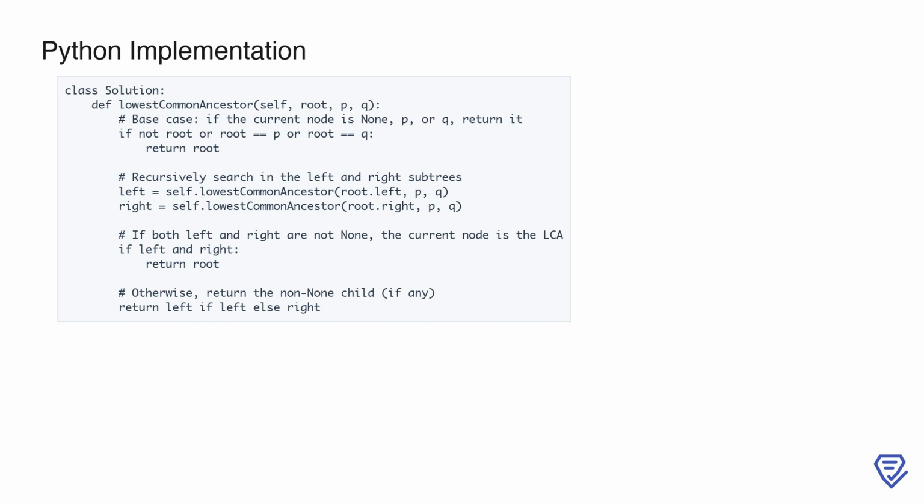For propagating results, if only one of left or right is not None, it means both P and Q are located in the same subtree. The non-None value is returned up the recursion stack. If both are None, the function returns None, indicating that neither P nor Q exists in the subtree rooted at the current node. This algorithm effectively traverses the binary tree in a single depth-first search, making it efficient with a time complexity of O(n), where n is the number of nodes in the tree. The space complexity is O(h), where h is the height of the tree, due to the recursive call stack.